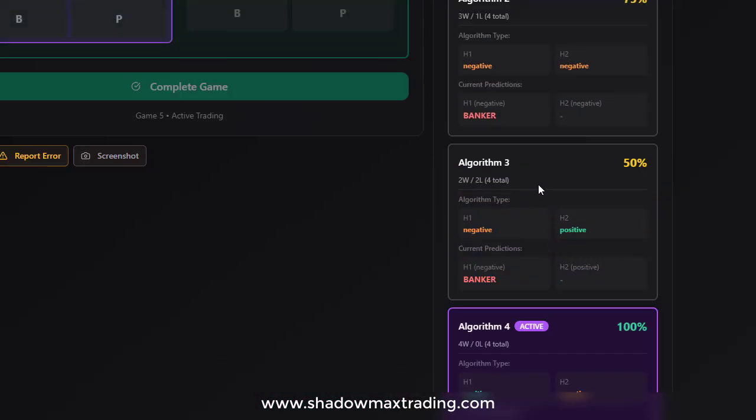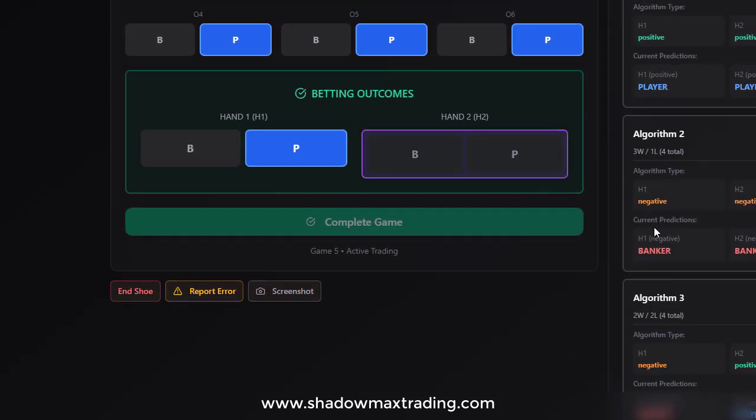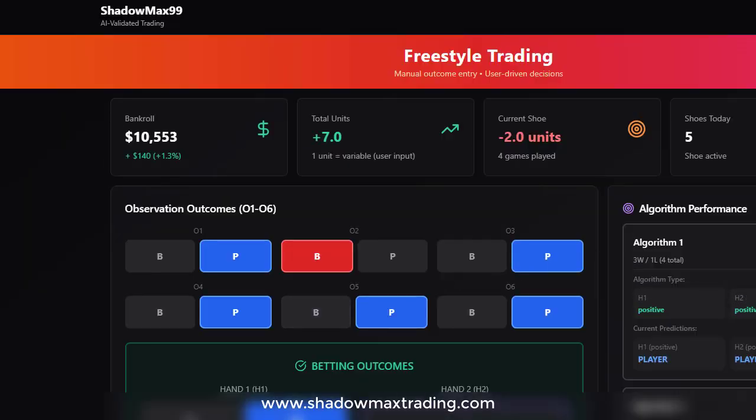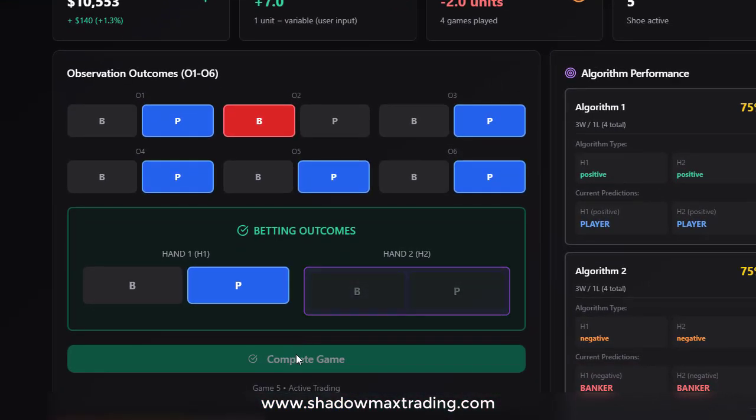Okay. Or you can just remember, if you're playing against it, play the opposite. So in this case, it says banker, you will be playing player. Now watch this, guys. Even though you might have won, you can't click and complete game. The only time you can complete game is if you get another outcome.